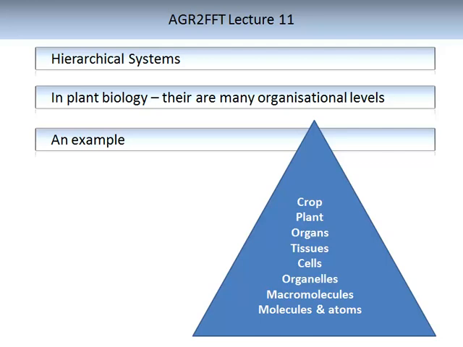For example, a crop is made up of plants. Plants are made up of organs. These organs are constructed from tissues. These tissues are constructed from cells. Within these cells are organelles. Organelles are made up of a combination of macromolecules, and macromolecules are made up of a combination of molecules and atoms. I have not given an example below at the size of an atom here.